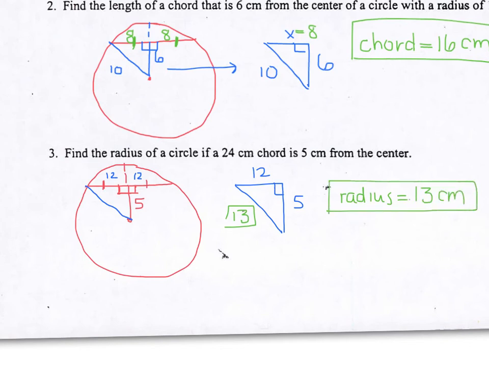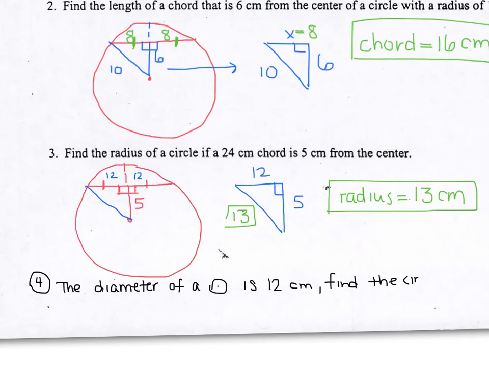And I'm going to try to sneak in one last problem. The bottom here, it's short. If you don't have room, just pay attention. I know that I'm hoping that this is review. The diameter of a circle is 12 centimeters. Find both the circumference and area.